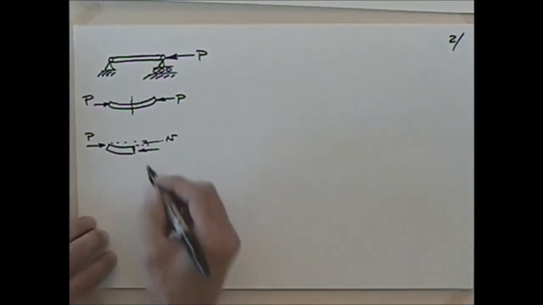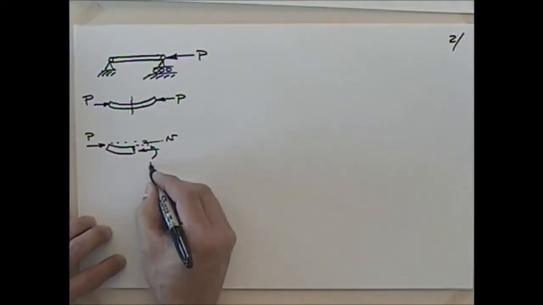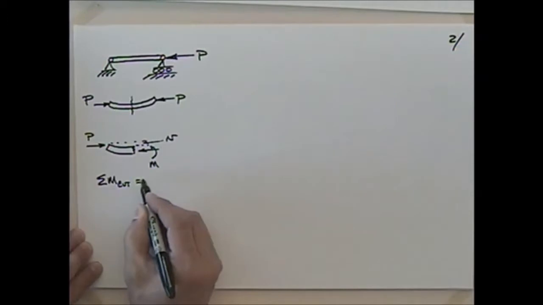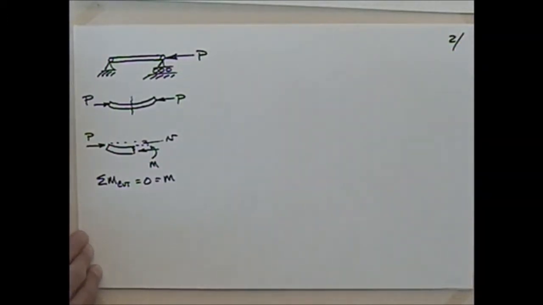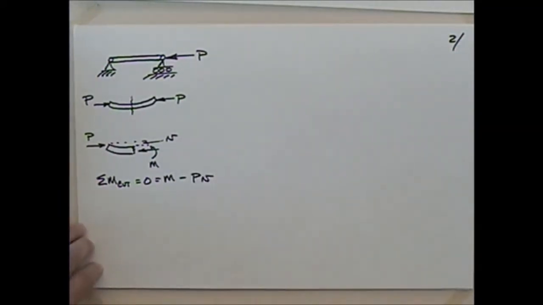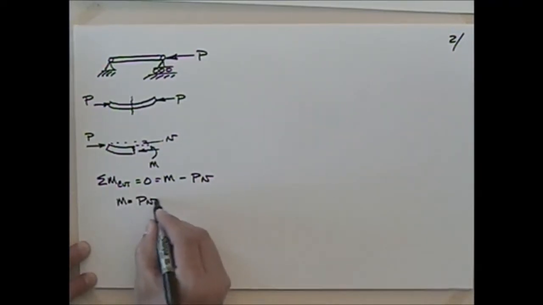Okay. And we should probably talk about a moment then, and we could say that this moment here, summing the moments about the cut point, setting that equal to 0, I have the moment from slicing that in half minus the force P times that distance V, right? The more that deflects out, the more it tends to buckle. Anyone who's played with that yardstick or meter stick recognizes that. So I could solve for the moment M and say that that's equal to P times V.